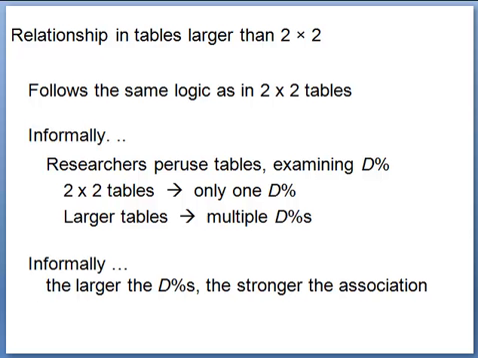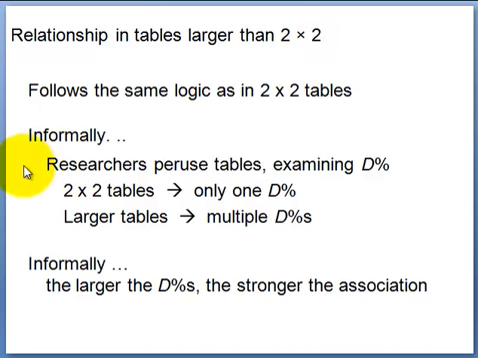Okay, so we're going to work on the second half of Chapter 7 now, and we're going to begin by talking about how you study relationship in tables that are larger than 2 by 2. Now, the first number, when I say 2 by 2, is conveying the number of rows. The second number, the number of columns. So, for instance, a 3 by 4 table has 3 rows and 4 columns.